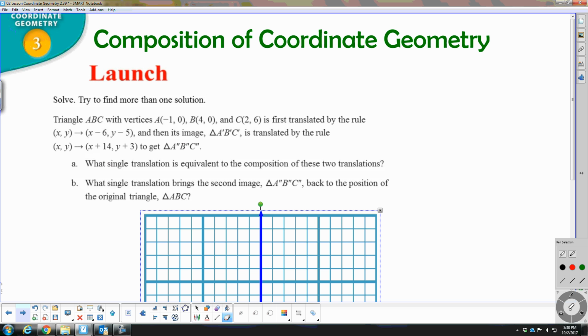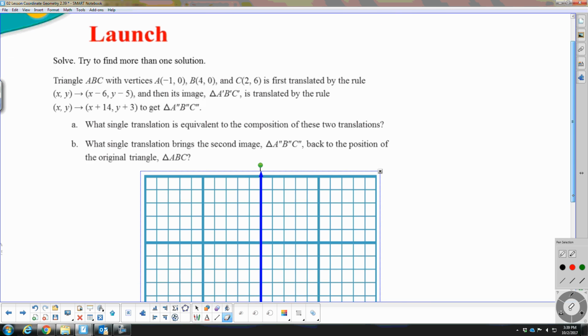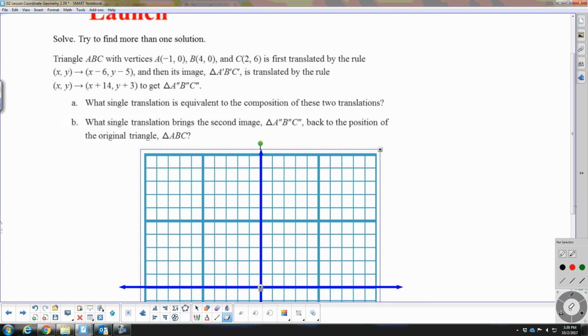So looking at composition of coordinate geometry, in this launch example, and we'll do this one together, it says triangle ABC with vertices A at -1, 0, B at 4, 0, and C at 2, 6, is first translated by the rule (x, y) becomes (x minus 6, y minus 5). So let's do that first.